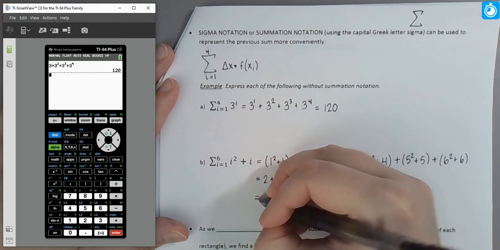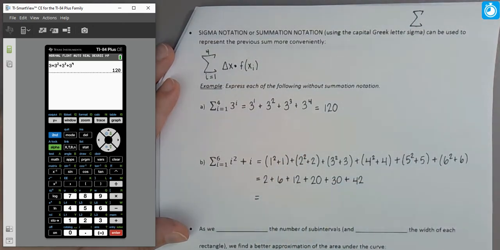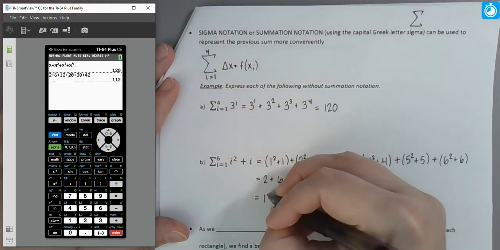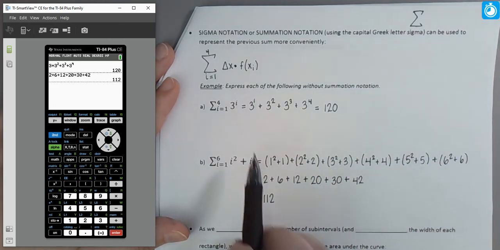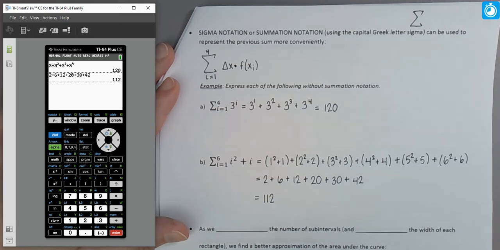And so now I can just plug all of that in and simplify that. So 2 plus 6 plus 12 plus 20 plus 30 plus 42. And we get a value of 112. So this particular sum evaluates to a value of 112.